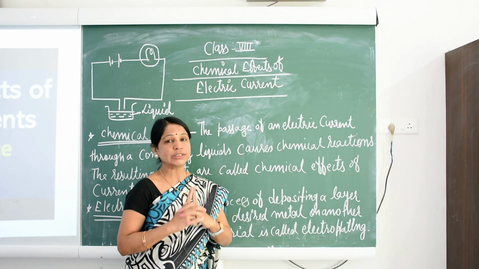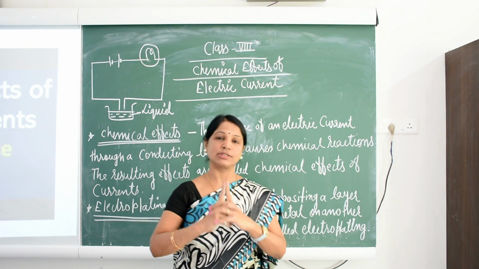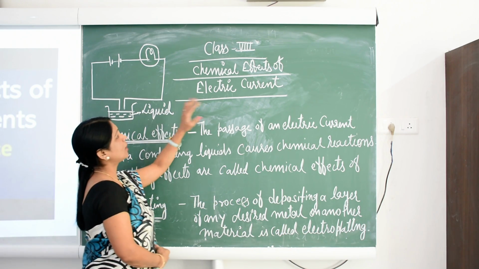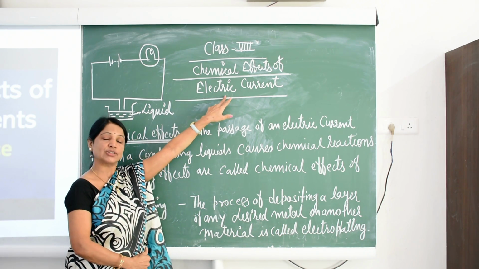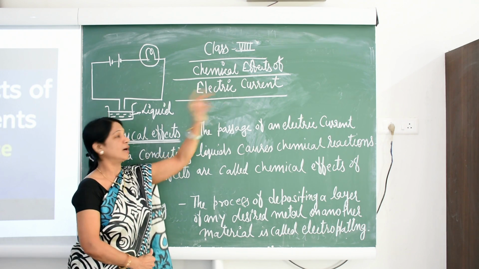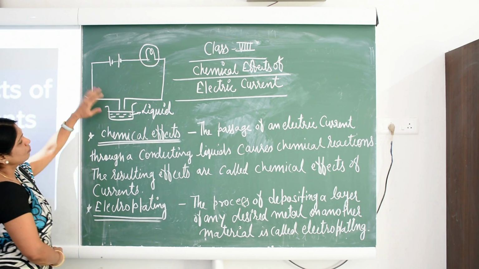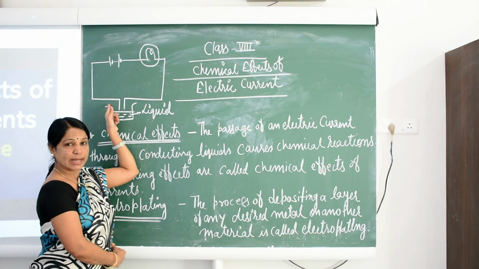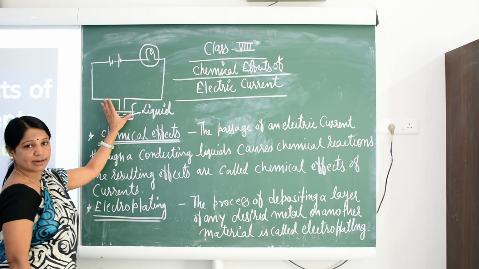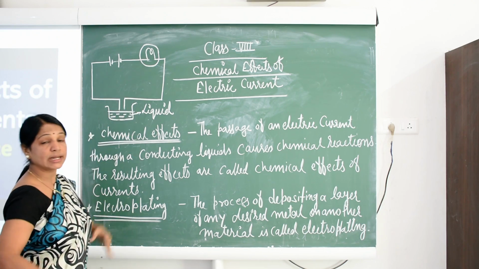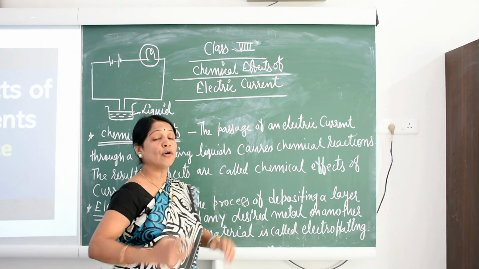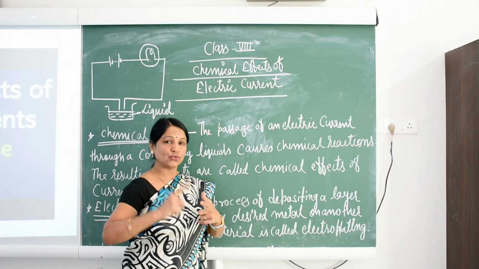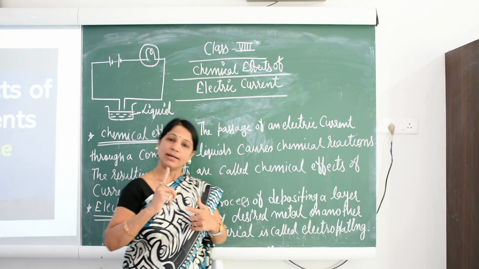First we are going to see the chapter's glossary, what the difficult terms are. So children, first we are going to see the chemical effects of the electric current. Once we pass electric current through any liquid, what type of reaction and what changes will we get, that I will teach you in today's video.